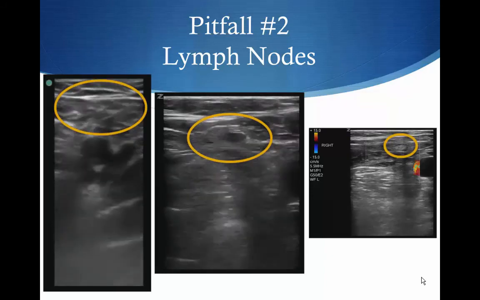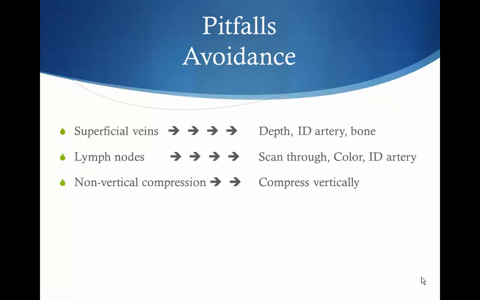So some circles around those for you. So pitfalls, and ways to avoid them: superficial veins, make sure you're deep enough. Always, at least when you're first starting to look, err on the deep side, and then you can decrease your depth as you identify your anatomy.